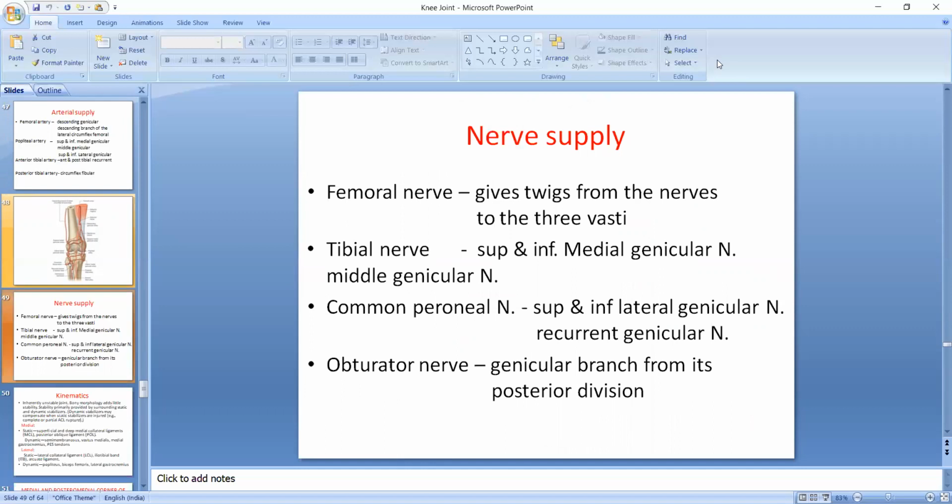Nerve supply: the femoral nerve gives twigs to the three vasti. The tibial nerve gives superior and inferior medial genicular nerves. The common peroneal nerve gives superior and inferior lateral genicular nerves and the recurrent genicular nerve. The obturator nerve gives genicular branches from its posterior division.